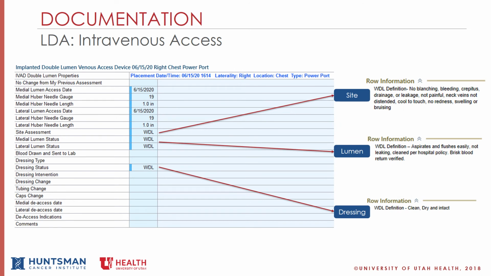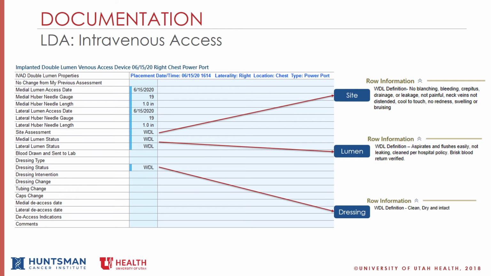Here's an example of what your WDL definitions are for your different statuses. This is an example of a port. If you look at the site definition, the WDL is there is no blanching, no bleeding, crepitus, drainage, or leakage. It is not painful. Neck veins are not distended. It's cool to the touch. No redness, swelling, or bruising.